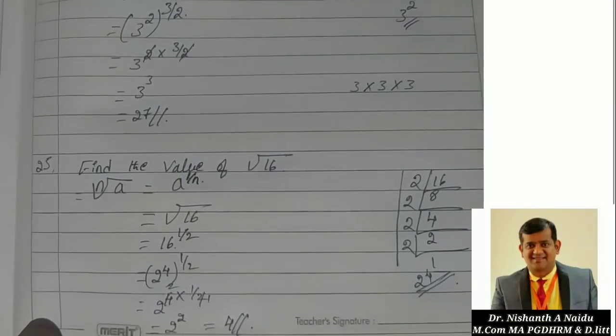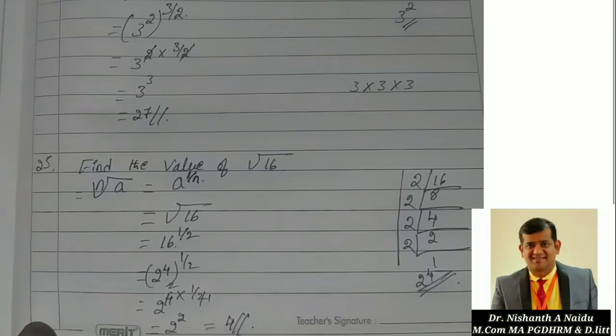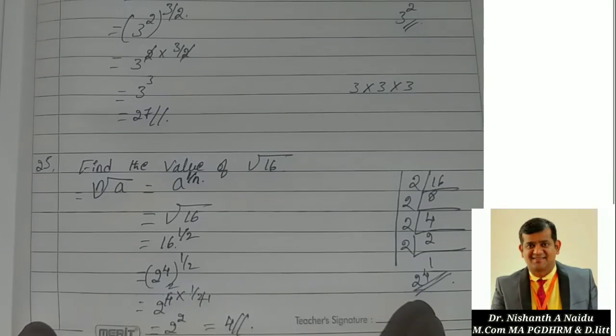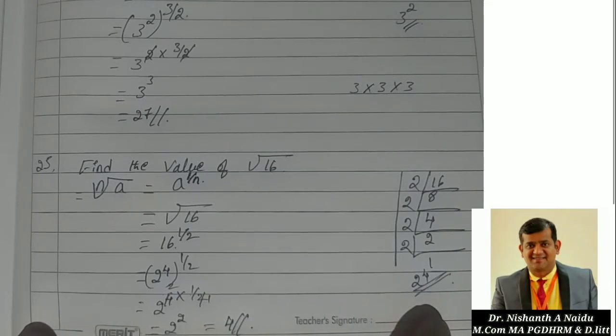Okay, so I'm done with problem number 25. So any doubts? So far we have been able to solve 6 problems. I believe you don't have any doubts so far.